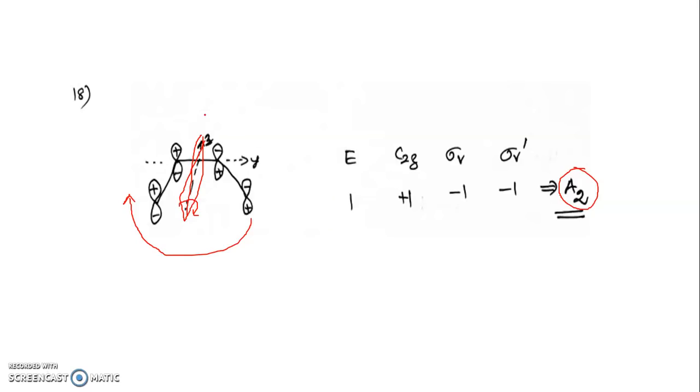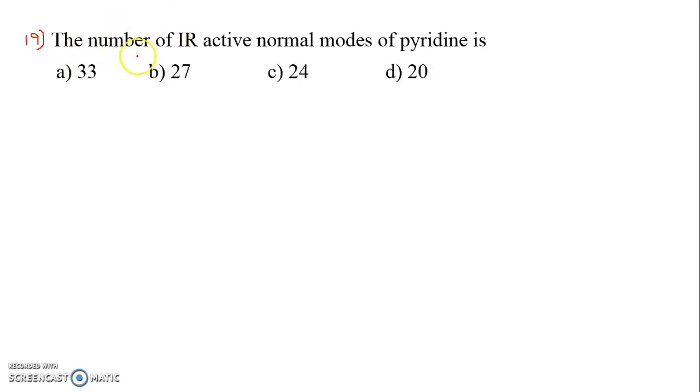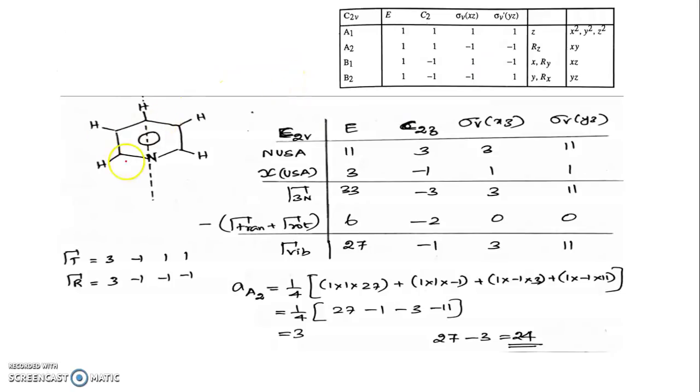Okay, right. Then the next question: the number of IR active normal modes of pyridine is. Okay, IR active normal modes. Listen, the pyridine molecule has 11 atoms, right? Here we have 5 carbon atoms and 1 nitrogen, so total 6, and we have 5 hydrogen, 6 plus 5, 11. It has 11 atoms, right? Now what we have to do: this pyridine molecule belongs to the C2v point group, so carry out the operations and find out the number of unshifted atoms. Okay, NUSA, number of unshifted atoms.